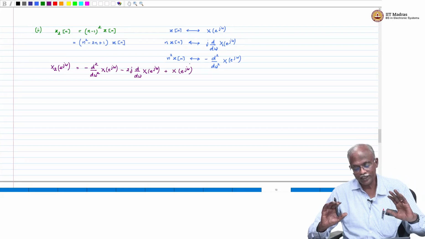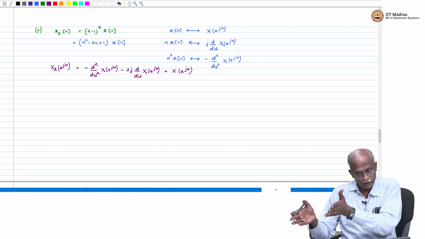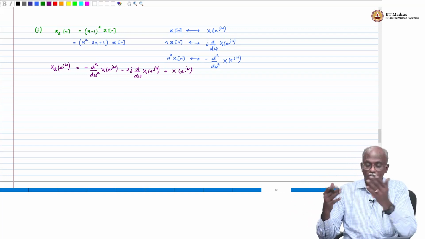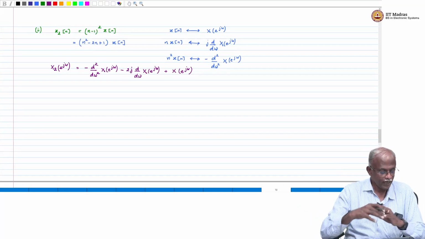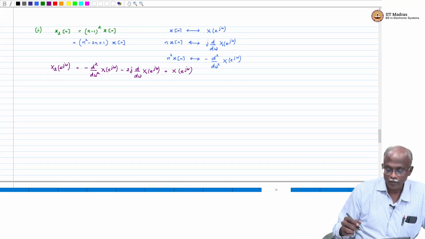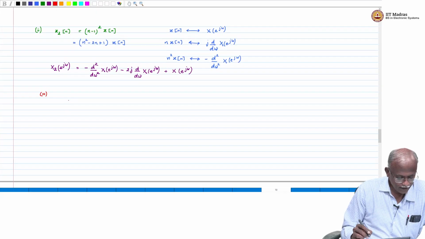Okay, so we have expressed the DTFT of x2 in terms of the DTFT of x, but again because of the expressions that we have to take the first derivative and the second derivative, and this is helpful for us in getting the final expression. Okay, last of the questions in this type.